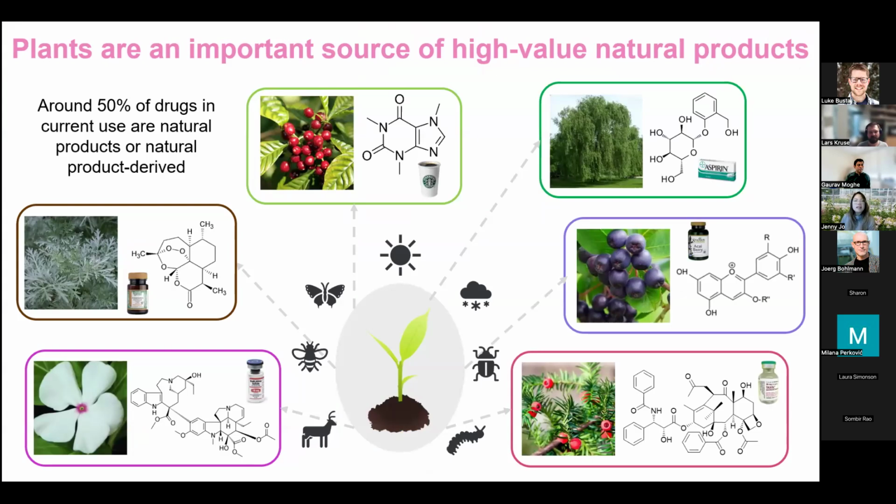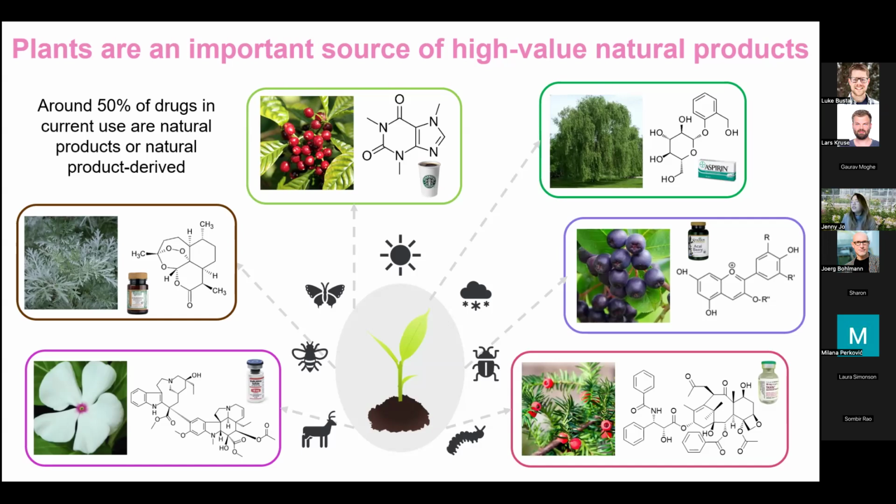I don't really have to spend that much time on this slide, as we all love plants, and we all know that plants are fascinating, impressive chemists that produce a huge wealth of structurally diverse metabolites that offer protection against biotic and abiotic stresses, but also because these molecules show a wide range of bioactivities. Many serve important roles in pharmaceutical and nutraceutical industries. Around 50% of the drugs in current use are actually natural products or derived from a natural product.